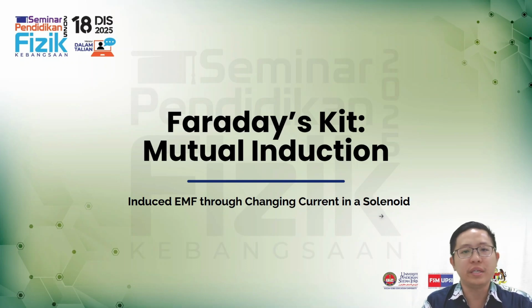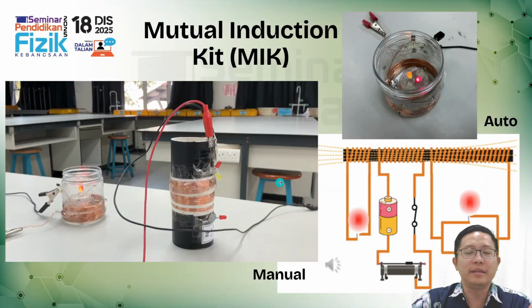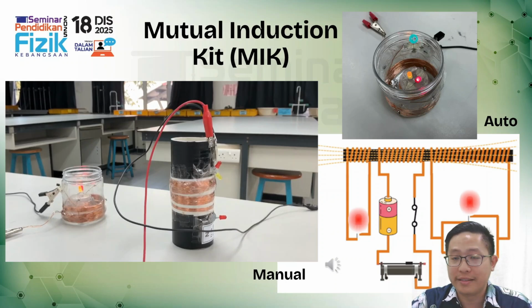Next, we are using mutual induction. This is our mutual induction kit. We have 2 kits inside here. One is manual, another one is auto. Manual means we just brush the crocodile clip and it will light up the LED. Whereas the auto one is using a transistor. We use a PN2222A. The transistor also acts as a switch to turn the primary circuit on and off.